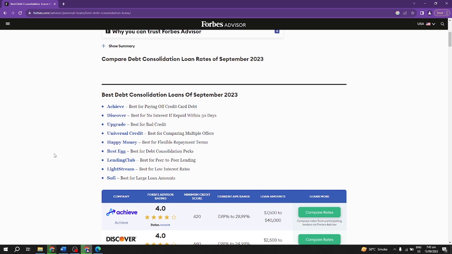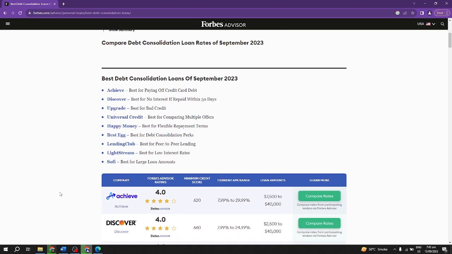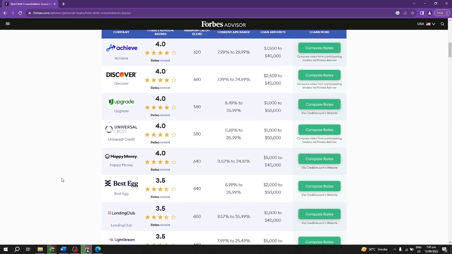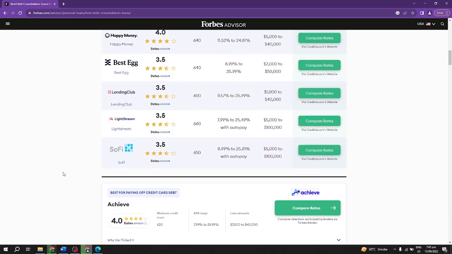Next point, Best Egg, best for debt consolidation perks. And the next point, LendingClub, best for peer to peer lending. Next point, LightStream, best for low interest rate. And the next line, SoFi, best for large loan amount. So here are some offers they can show us.